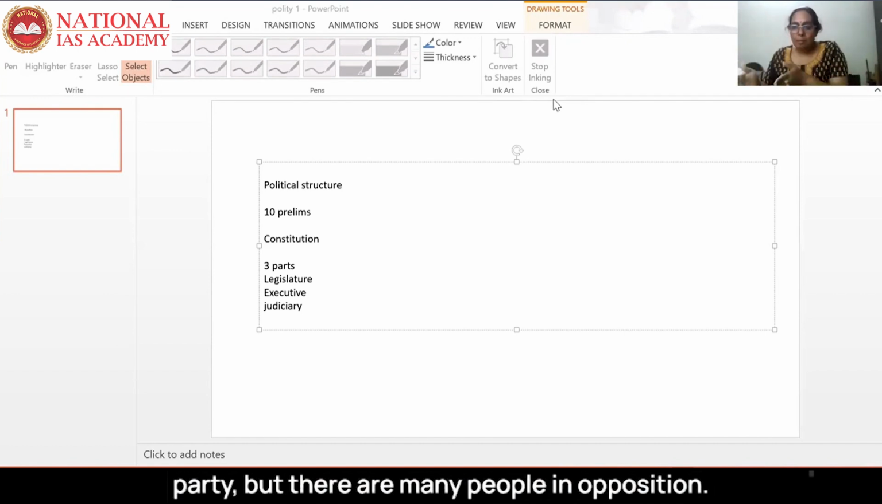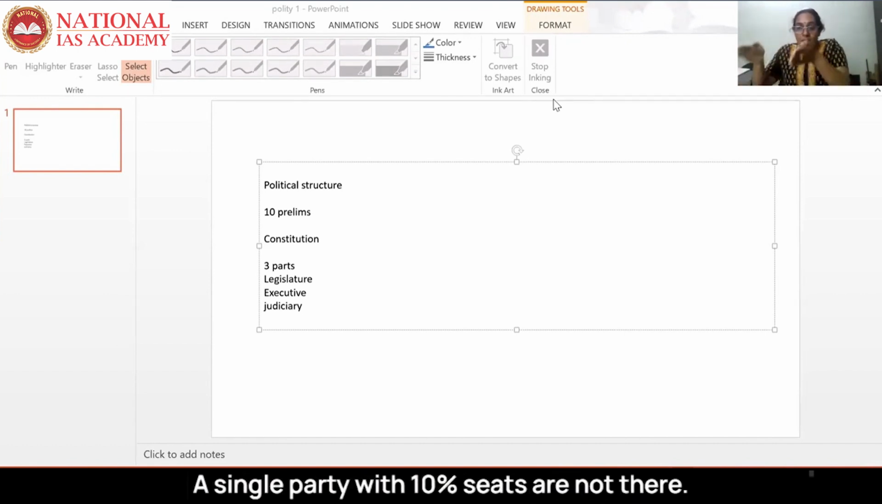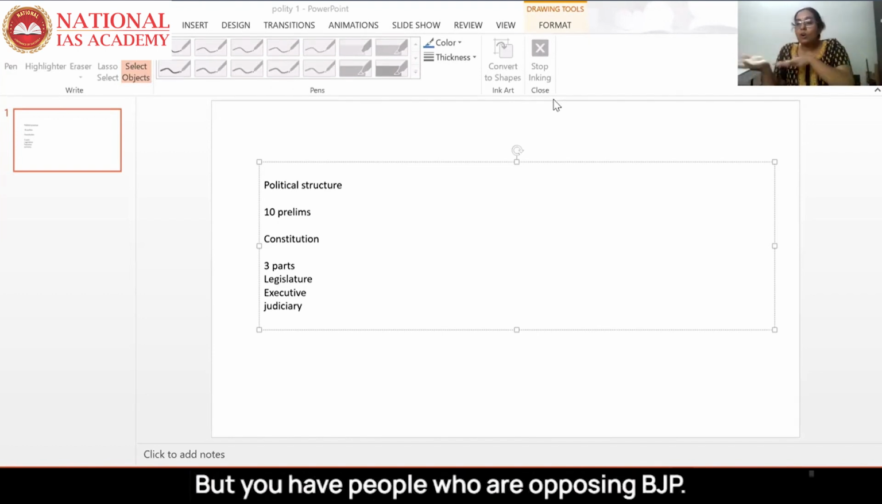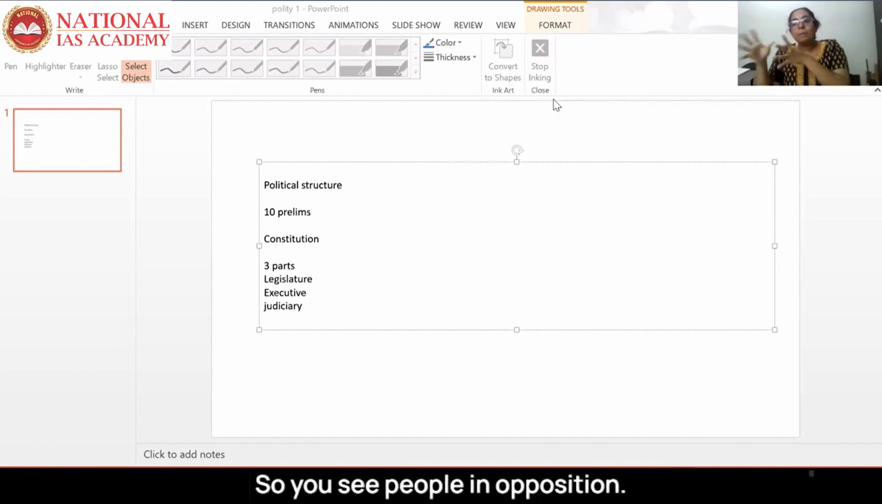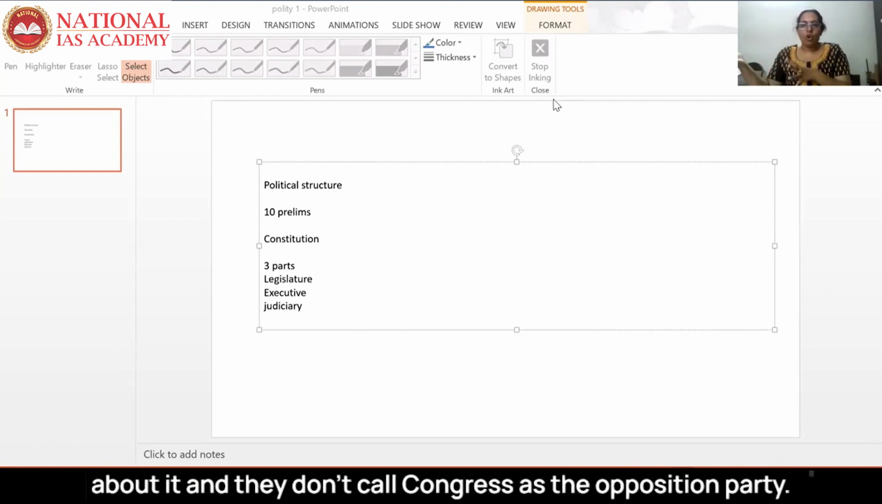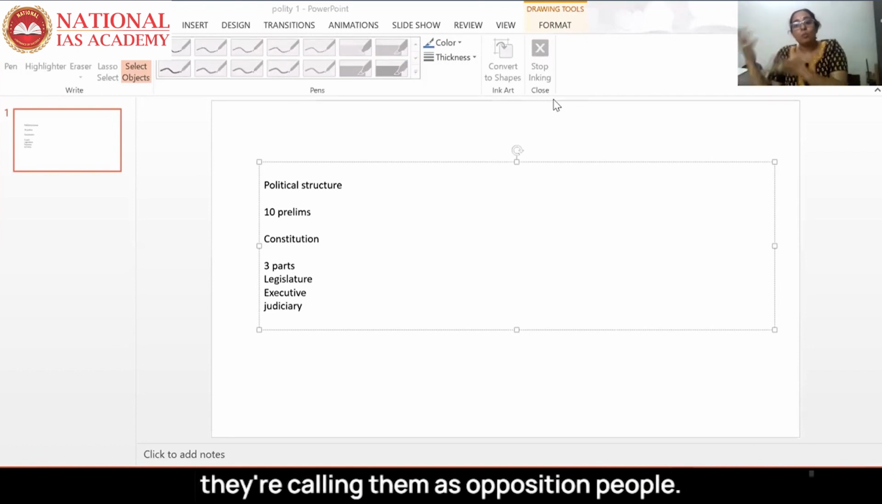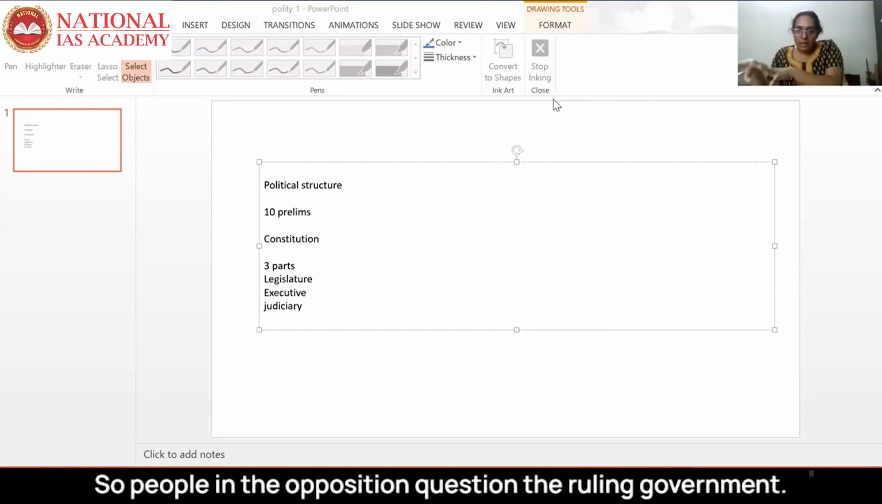but there are many people in opposition. You don't have an opposition party. A single party with 10% seats is not there. But you have people who are opposing BJP. So you say people in opposition. Whenever you see the media, they speak about it very clearly, and they don't call Congress the opposition party. They call them opposition MPs, or opposition people. So people in the opposition question the ruling government.